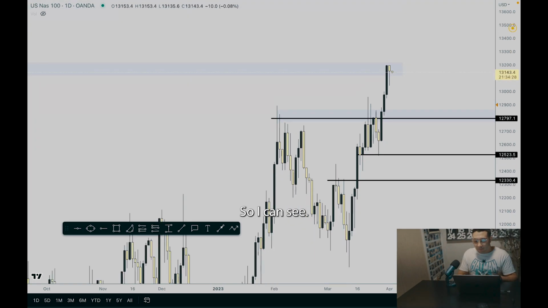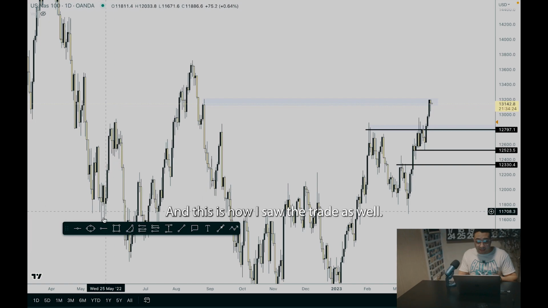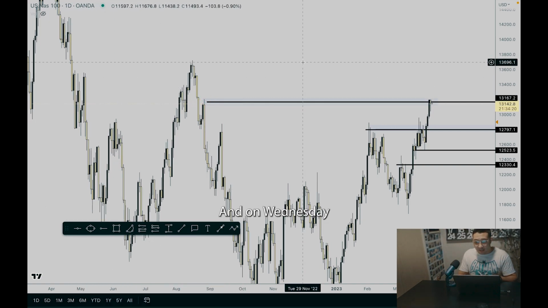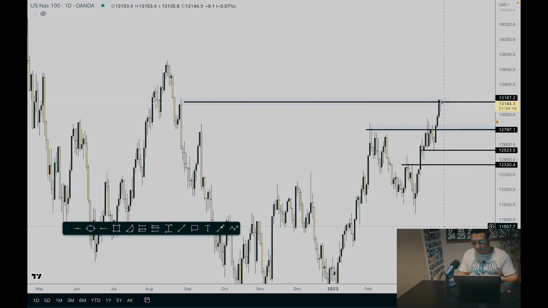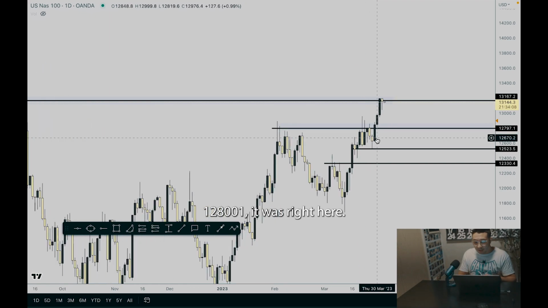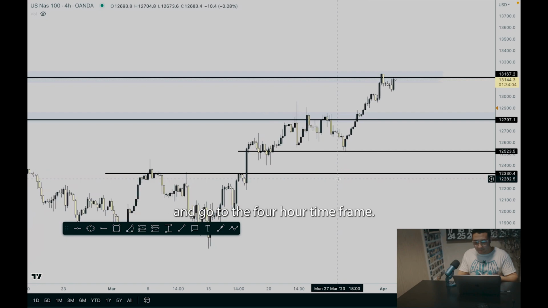So as you can see, this is all that I have marked up right here, and this is how I saw the trade as well. I already did my weekly analysis in advance, and on Wednesday I executed the trade when I saw the price action line up with my analysis. So first, when price was approaching 12800, when it was right here, let's zoom out and go to the 4-hour time frame.